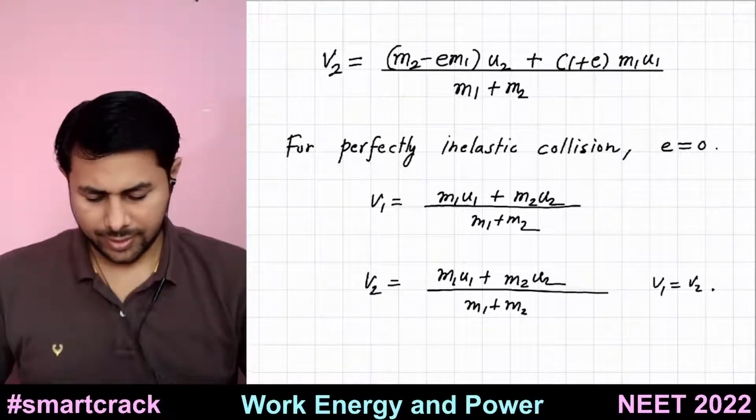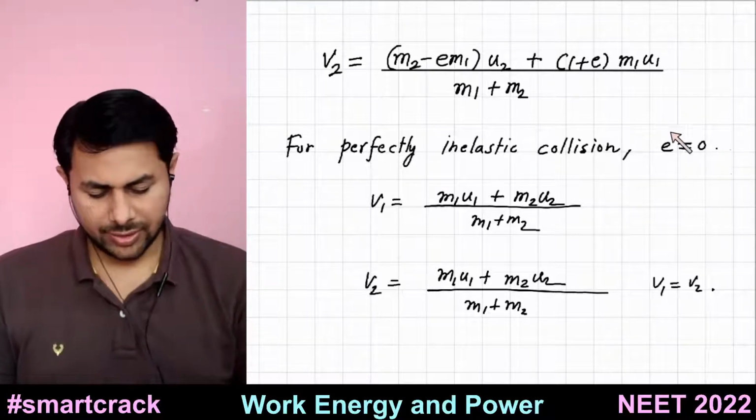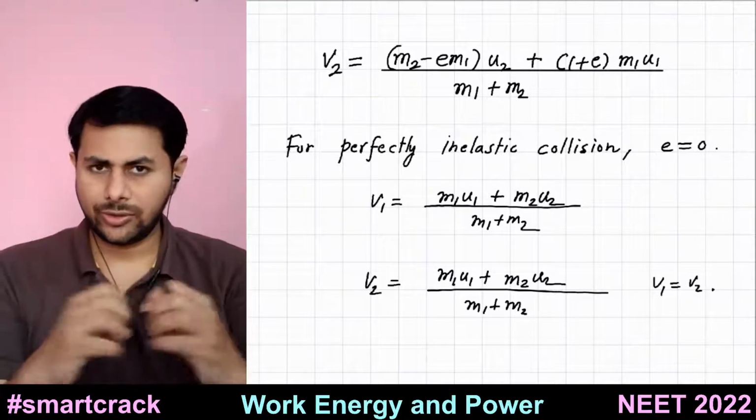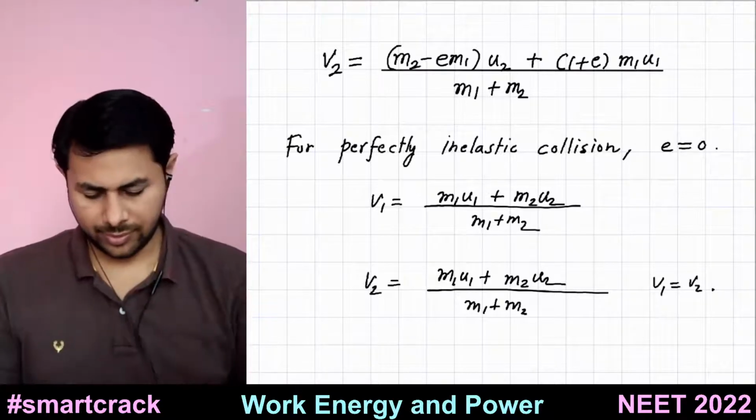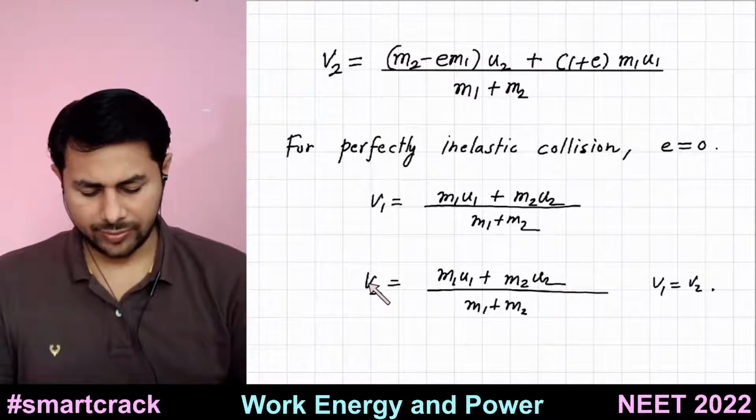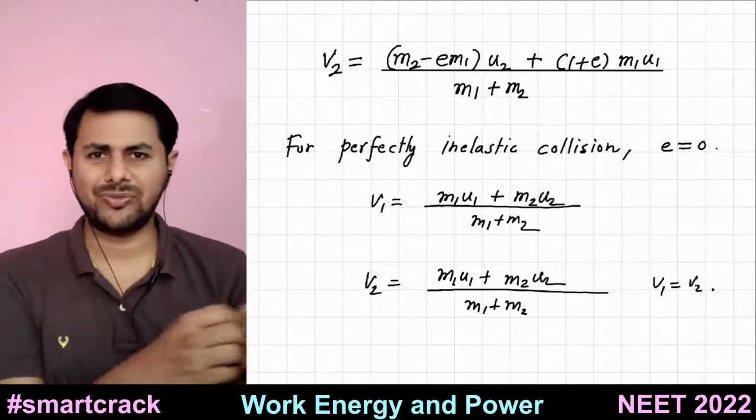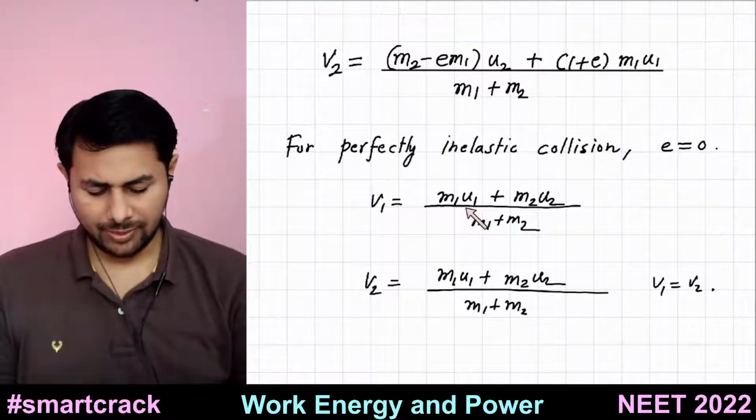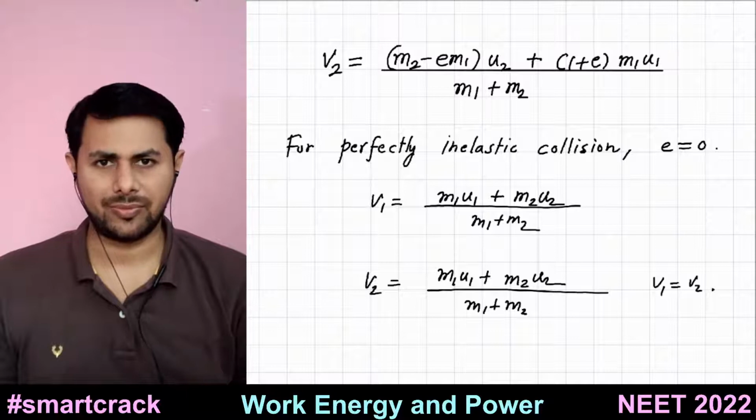So for perfectly inelastic collision, e is equal to 0. Coefficient of restitution is 0. Bodies don't separate. They stick together and move together. Then you get these formulae for the velocities. Basically, velocities of both bodies will be the same because they stick together and move together. What will be that velocity? (m1 u1 plus m2 u2) divided by (m1 plus m2).